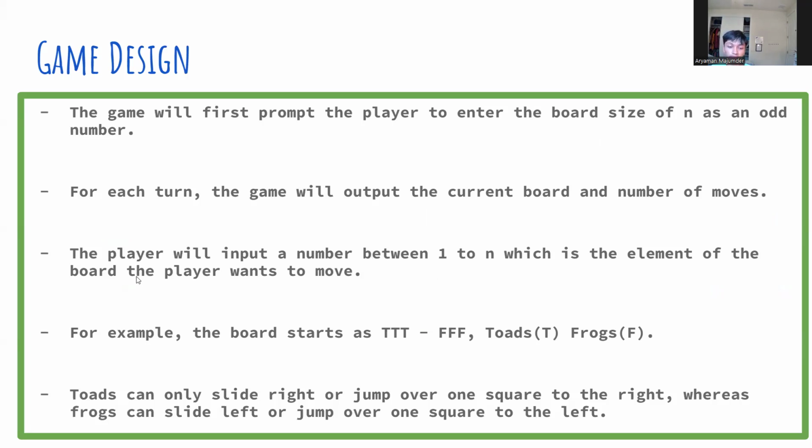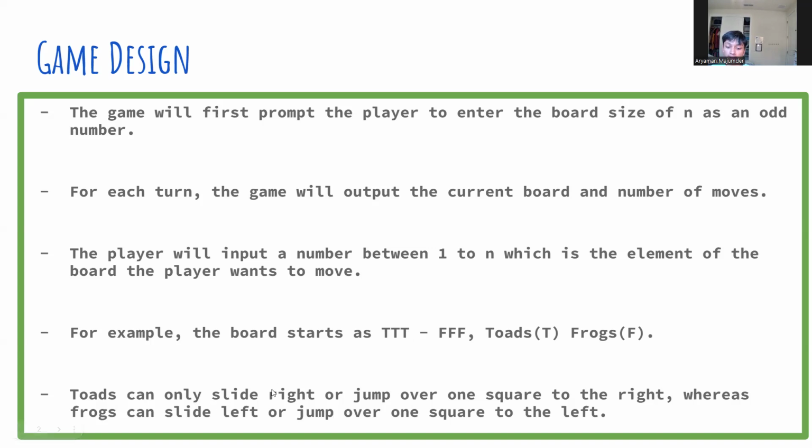wants to move. Basically there's going to be a board like this that starts off like, let's say we have 7, and they'll set up a board automatically like TTT slash FFF, and then T represents toads and F represents frogs. And so that dash in the middle is that middle value which everything revolves around.